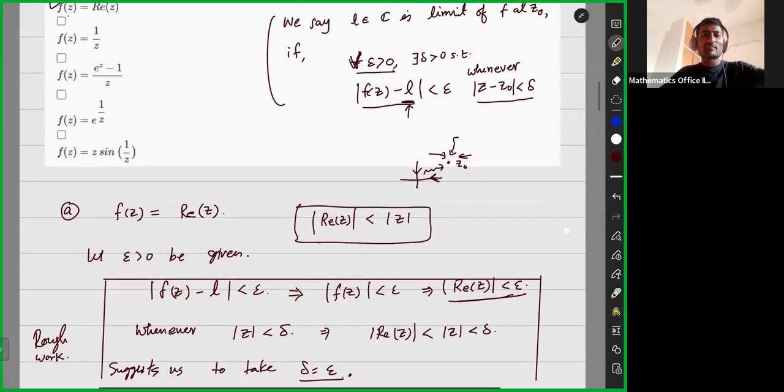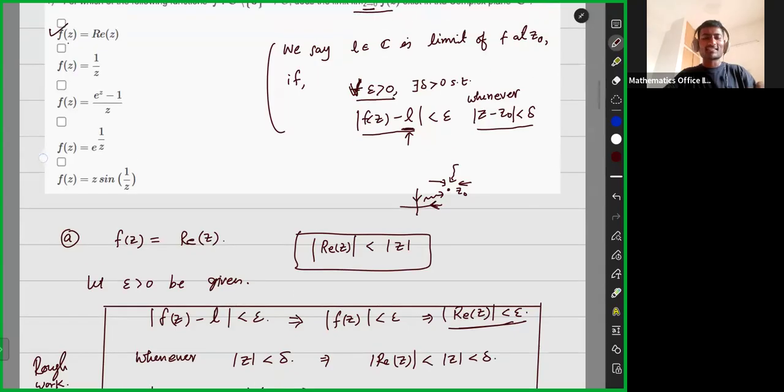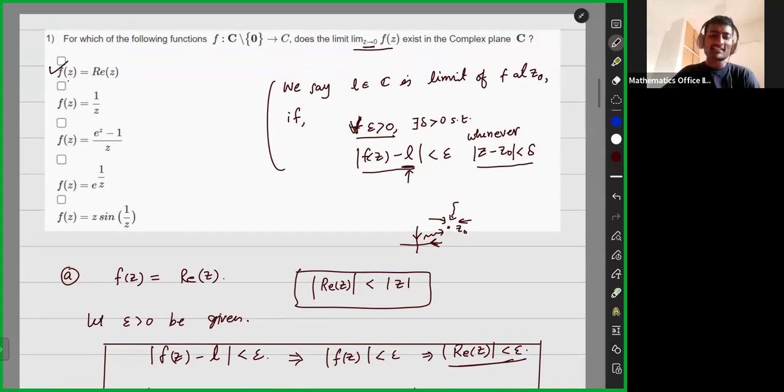Most of the time, things are clear. You do some basic calculation, and you see the picture. Most of the time it becomes clear what delta should be. So the first option is correct here.